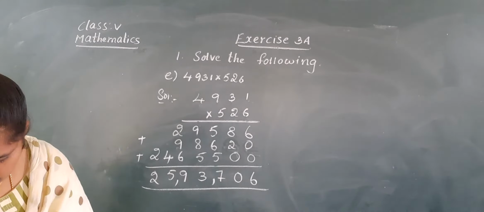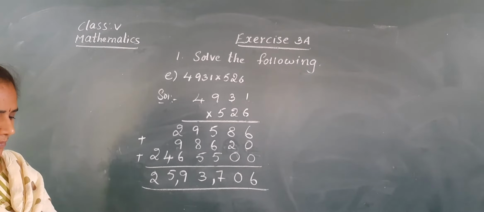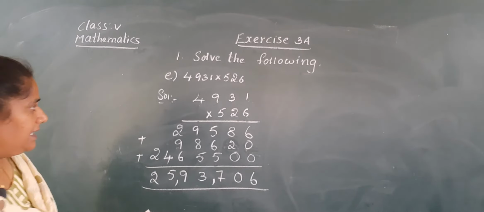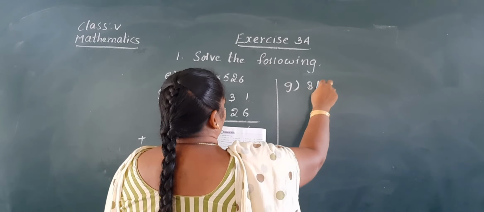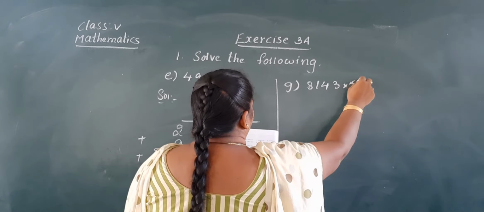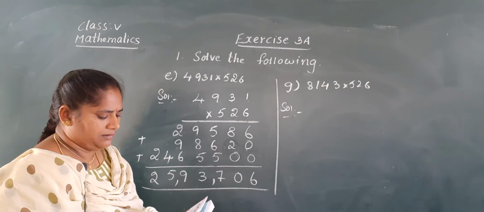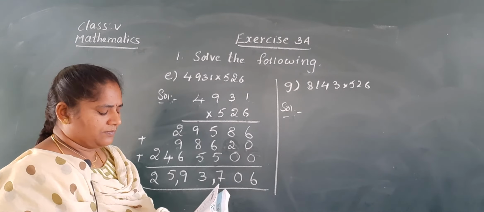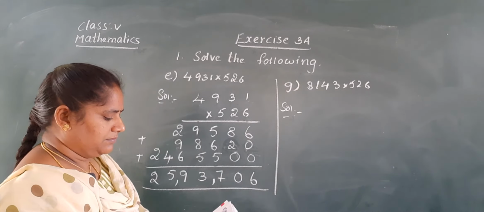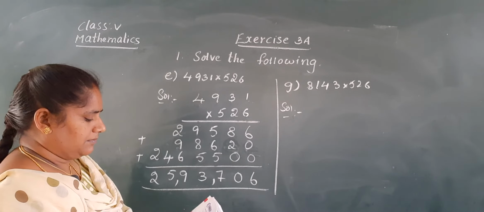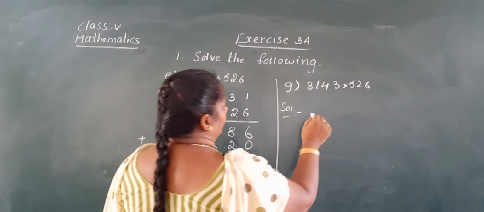Next problem, note down this. And next one, G problem. Note down G problem. 8,143 into 526. So, you put the tick mark for F problem, Nana. F is homework. Okay. So, put the tick mark for F and write G. So, arrange the numbers.